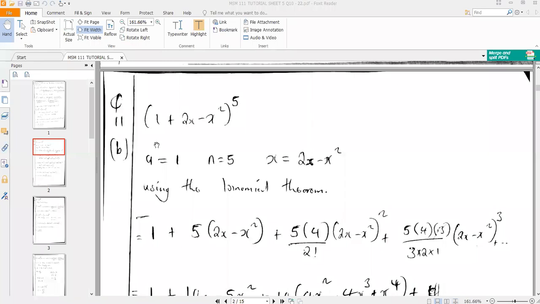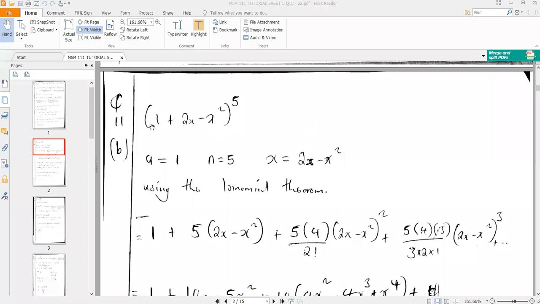Question 11, we have been given that expand each of the following expressions in ascending powers of x up to and including the term x to the power 3. So we're trying to expand this guy up to and including x to the power 3, in ascending powers. So ascending, you know that we start from 1, 2, 3, 4, isn't it? So if they're saying in ascending powers of x, you know that you have x to the power 0, x to the power 1, x to the power 2, and so on and so forth.